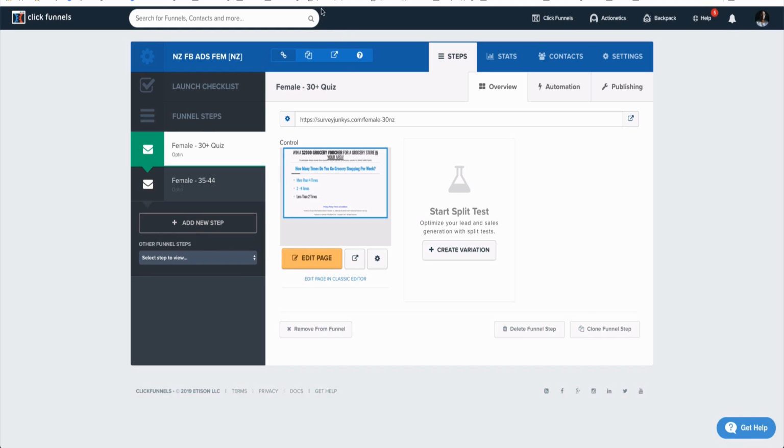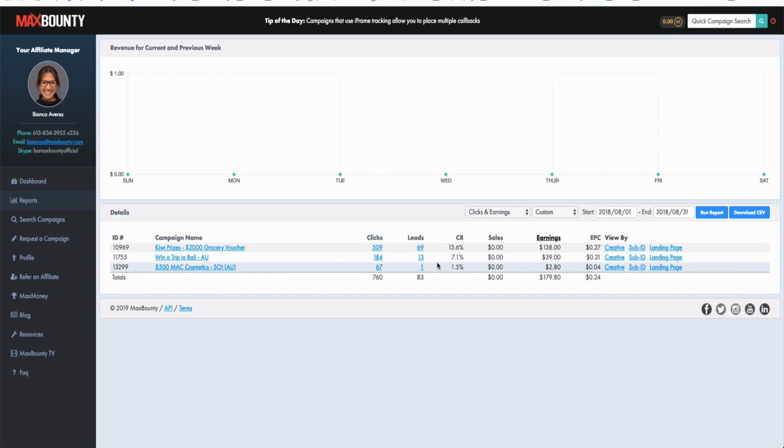The campaign that we were running is on MaxBounty. Like I said, you have to have a MaxBounty account, but there's tons of CPA networks out there like Peerfly, Advidi. Advidi's a little hard to get into actually, but MaxBounty and Peerfly are probably the easiest to get started with. But this was a grocery offer.